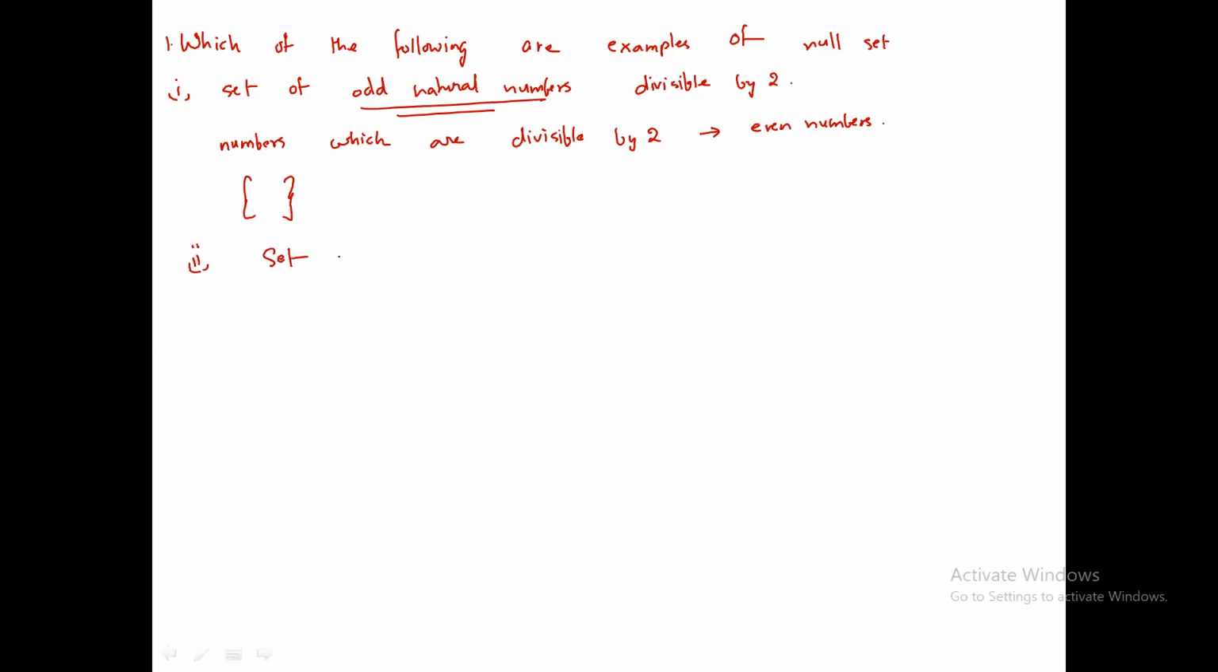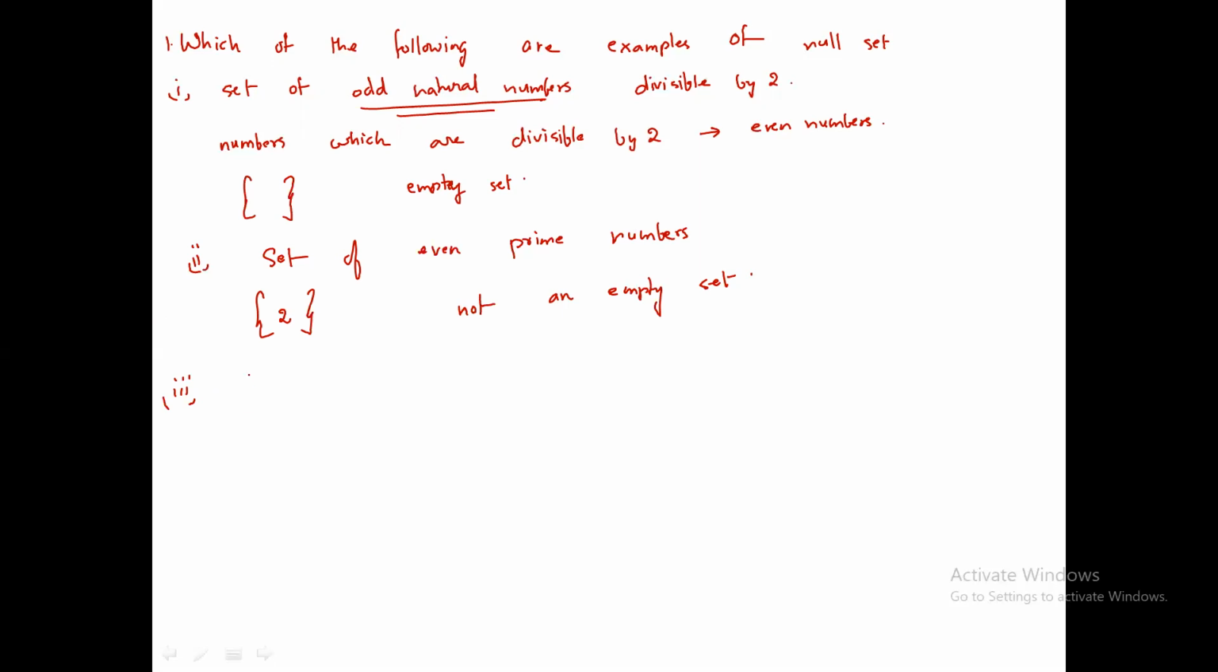Second question. Set of even prime numbers. So I have to write a set which has even number which is a prime number as well. So 2 is a prime number, 2 is an even number. So this is not an empty set because it is having the element 2. Whereas the first example is for empty set.